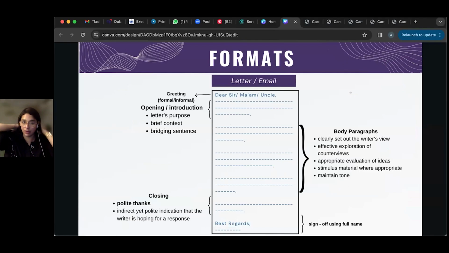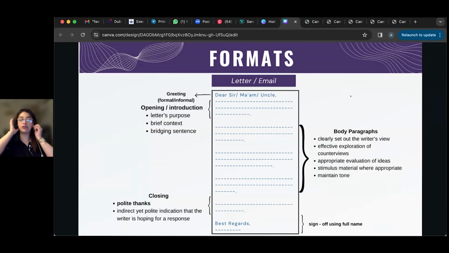Just keep in mind that when you are formulating your response for a letter or an email, you are not required to write any addresses or subject lines or anything like that anymore. You directly start off with the idea of dear sir, ma'am, or uncle if it's an informal letter. Based on whoever your individual is, you write your greeting.